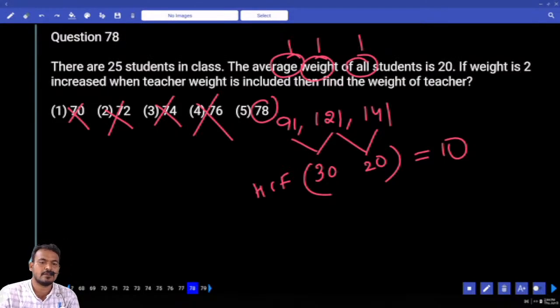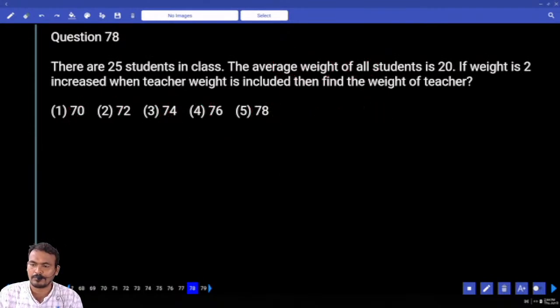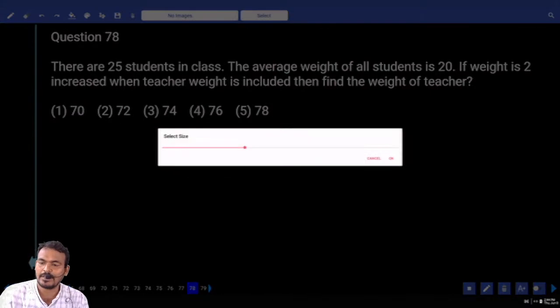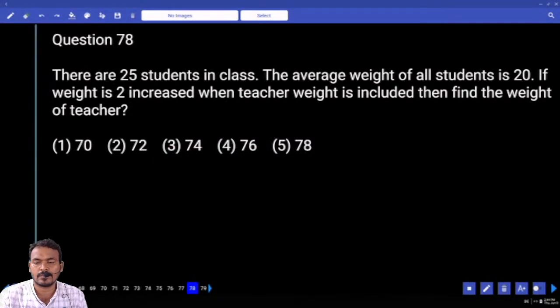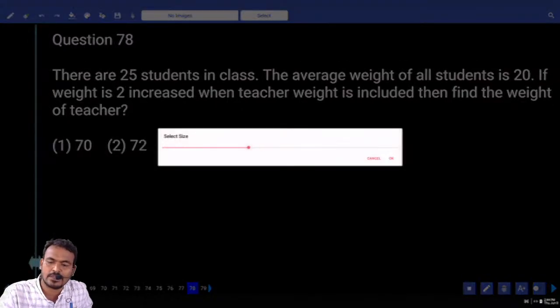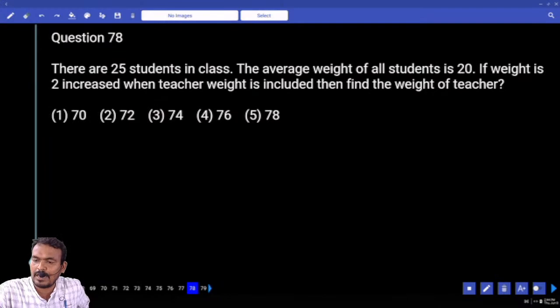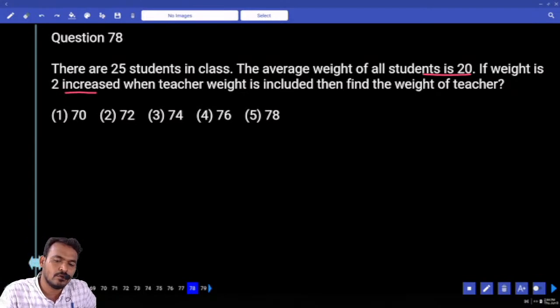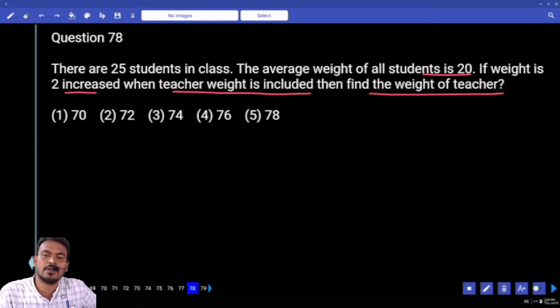Next question number 78. There are 25 students in a class. The average weight of all the students is how much? 20. If the average weight is increased when the teacher's weight is included, then find the weight of the teacher. And already how many students are there? 25 students. The average given is how much? 20.